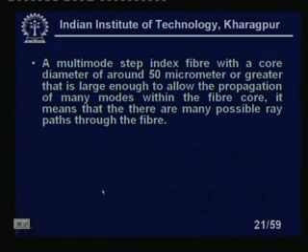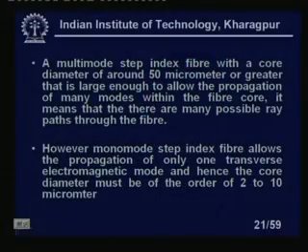Now, a multimode step index fiber has a core diameter of around 50 micrometers or greater, which is large enough to allow the propagation of many modes, in many incident situations, within the fiber core. It means that there are many possible ray paths in the fiber. Multimode basically means there are multiple ray paths in the fiber, that is why we call it multimode. However, a monomode step index fiber allows the propagation of only one transverse electromagnetic mode, and hence the core diameter must be of the order of 2 to 10 micrometers. So, it is quite small, as we have seen.